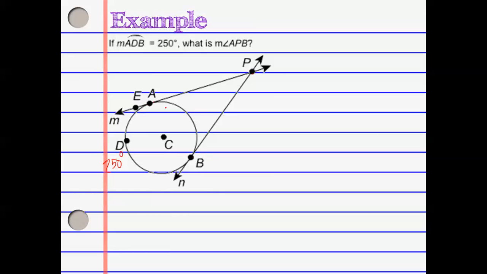The first thing before we can solve this is we have to find the arc measure of the smaller arc AB. Now we know that a whole circle equals 360 degrees. So we can take 360 minus 250, which is 110. So now I know that that is 110 degrees. Remember, we're going to take the bigger arc minus the smaller arc, and we're going to divide that by 2. So we're going to take 250, subtract 110, and that's going to give us 140. We're going to divide that by 2, and that's going to give us 70. So we know the measure of angle APB is 70 degrees.